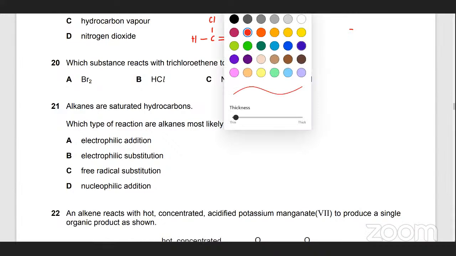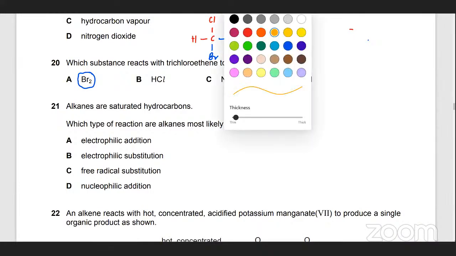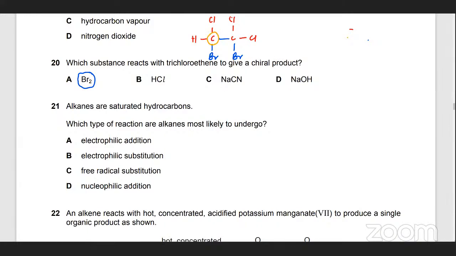Why? Because if you add a bromine molecule, a bromine is going to get added over here, and a bromine is going to get added over here, and the double bond in the middle is going to go away. It would turn into a single bond, and you're going to notice that this carbon atom, the one that I'm highlighting, is now chiral. It has 4 different groups. One side there is H, one side there is Br, Cl, and the other side there is this thing. So that is going to be chiral. So hence the answer is A.